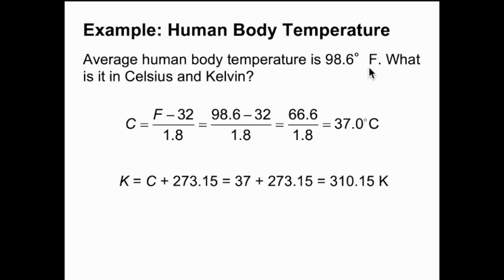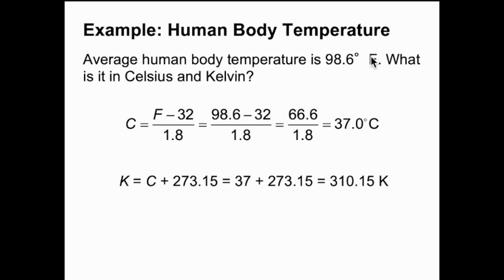So using the formula that was given to us in the previous slide on that chart, we want to go from Fahrenheit to Celsius. So since the temperature that we're trying to convert is 98.6, I'm going to take 98.6 Fahrenheit and plug it in for F, and then I'm going to work out the arithmetic, and then I'll get out Celsius. So the average human body temperature in Celsius would be 37 degrees Celsius.